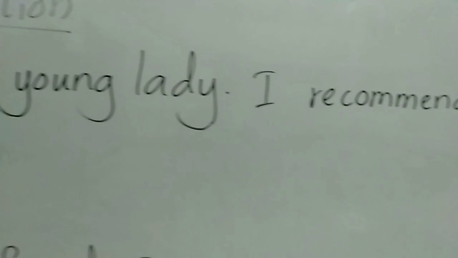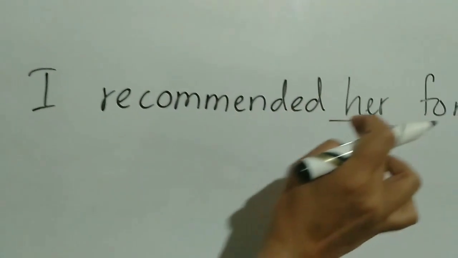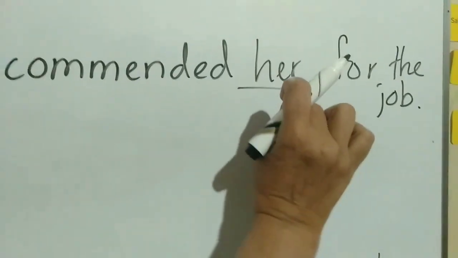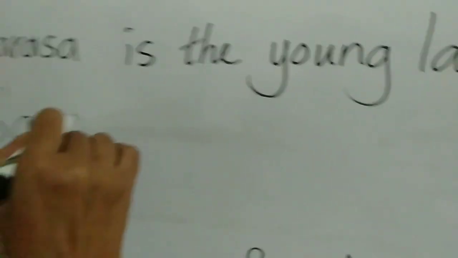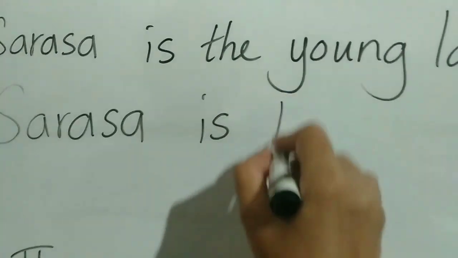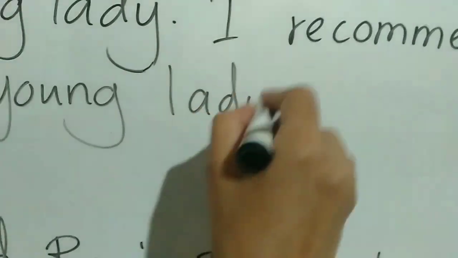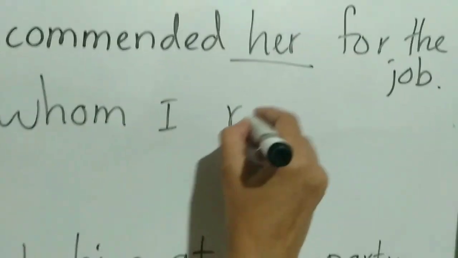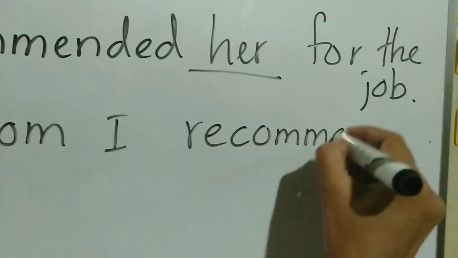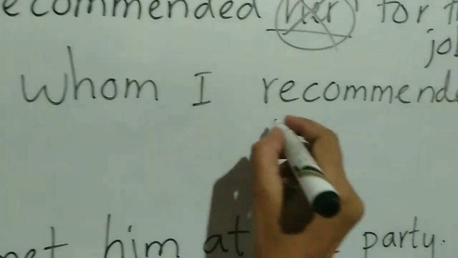Okay, now how can you join? First you want to remind yourself what the relative pronoun is that you have to use here. Whom. Then Sarasa is the young lady whom. This her is replaced with the relative pronoun whom.